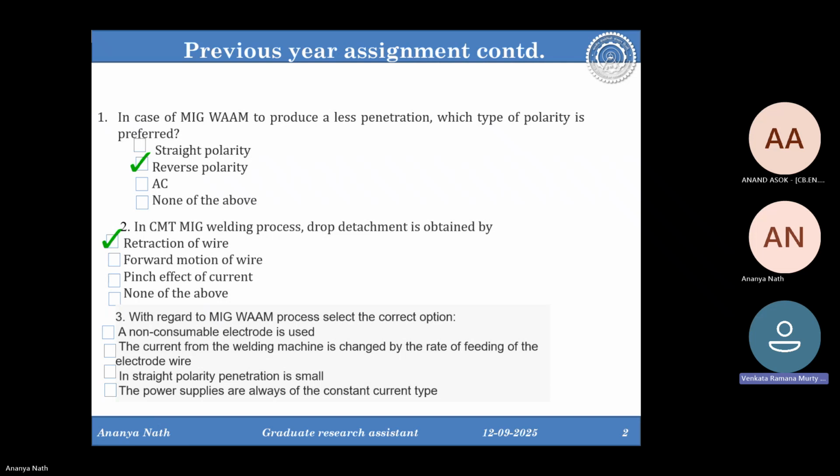Again it will come closer to the substrate and stay there for some time, and again it will be retracted. This time is in milliseconds. When it is retracted, only then the spark is produced. When it is short circuited, only then the current flows.